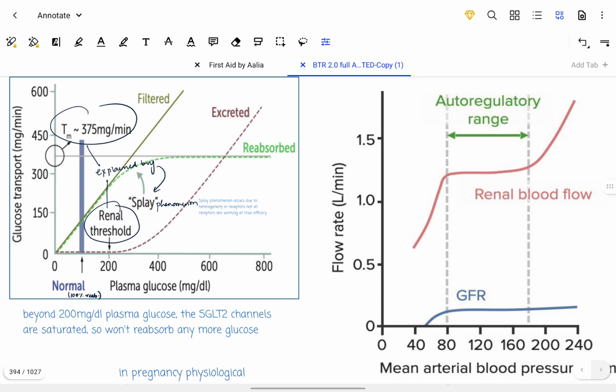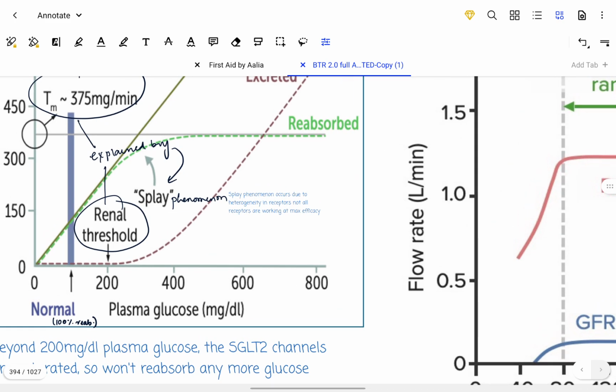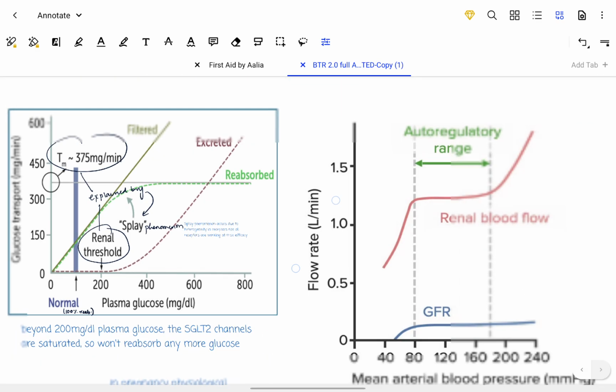How can there be two values? It is explained by the splay phenomenon. You don't need to go into much detail, just remember the two things. I'll still say what the splay phenomenon is. It tells us about the heterogeneity in the receptors, as not all of them are working at maximum efficacy. So even though the renal threshold is 200 mg per dL, if they ask when you will see glucose in the urine, it's after 200 mg per dL. But Tmax is 375 mg per minute.